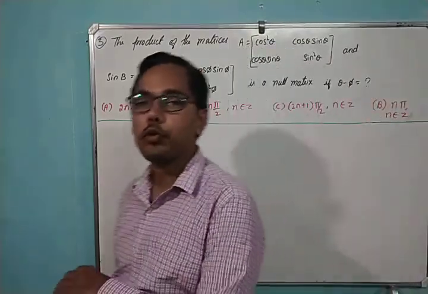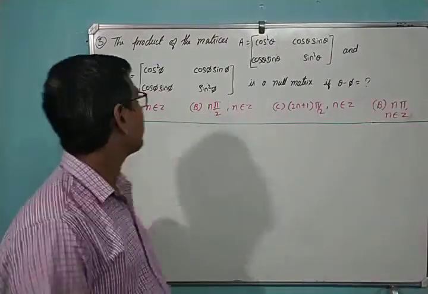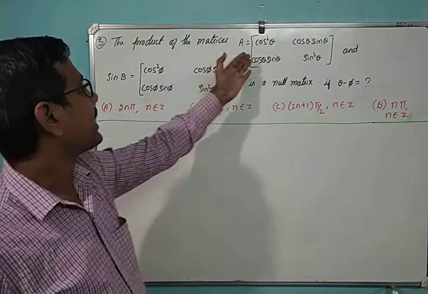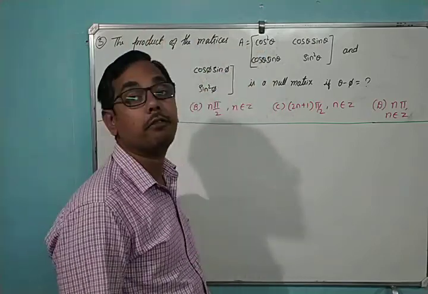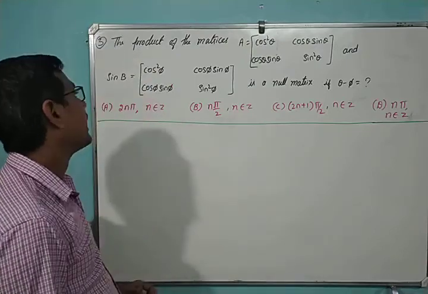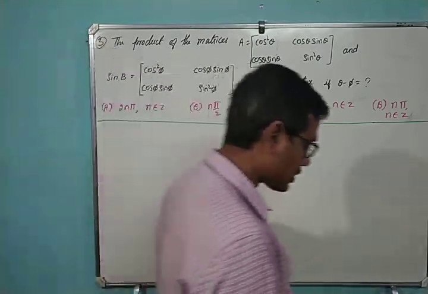Okay friends, let's proceed with the next problem. So what is the problem given over here? The product of matrices. A is a 2 cross 2 matrix which is a function of theta. And so this is cos A.